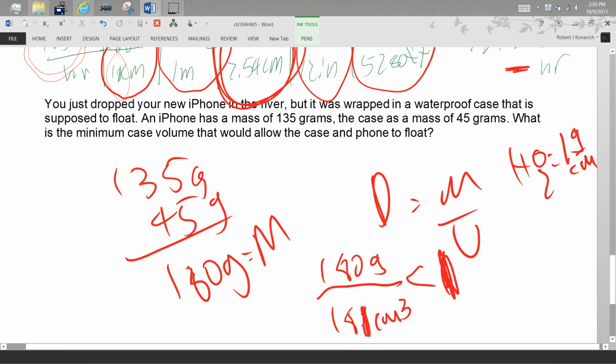So if the case's volume is 181, then that makes the density less than 1, so then the case will float. So what if the case's volume is 150? It's gonna sink.